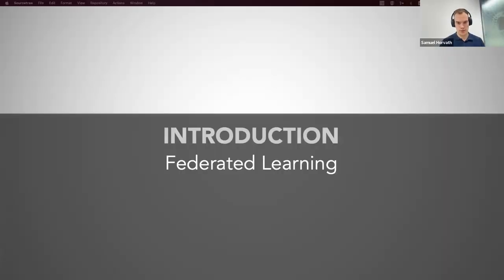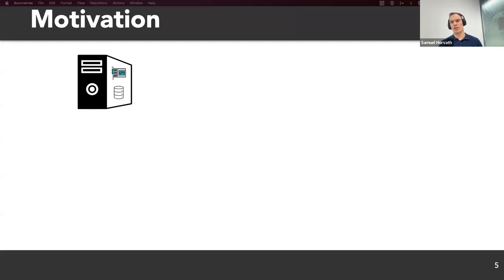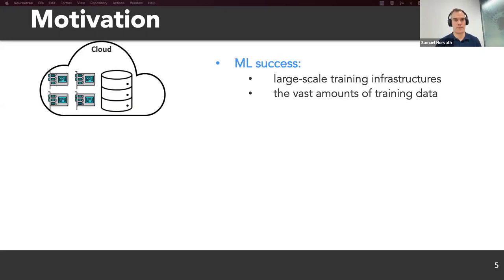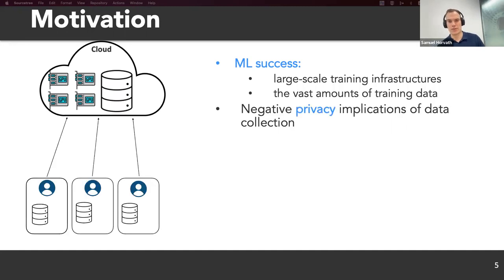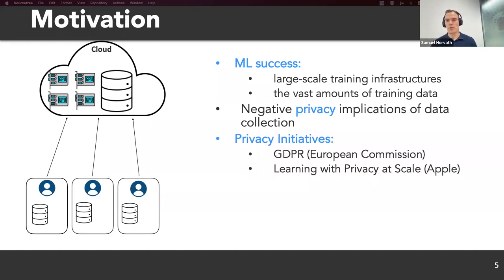Okay, so let me start with the introduction. Traditionally, in machine learning, we implemented intelligence by collecting all the data in one centralized location. We moved from local solutions to cloud-based solutions, as much of machine learning success relies on large-scale training infrastructures, and there was a way of training with data stored in one centralized location. But there is a downside of this centralized setup, that is, the data comes from users, and this collection can hurt user experience, mostly due to privacy implications. To protect users' data, privacy regulations were already enforced by both government entities and by private sector companies like Apple. These regulations will eventually lead to limited availability of data.